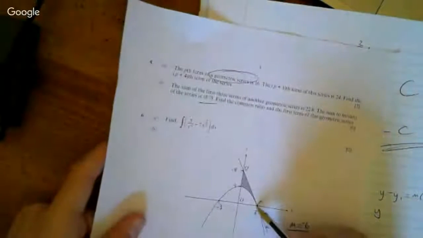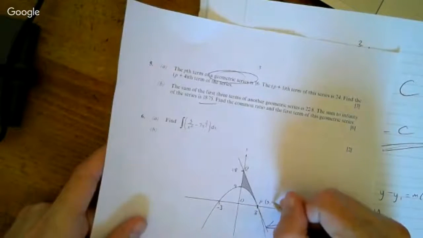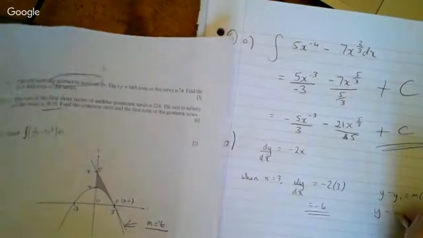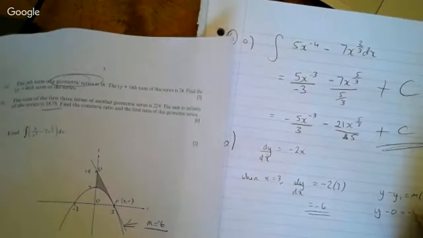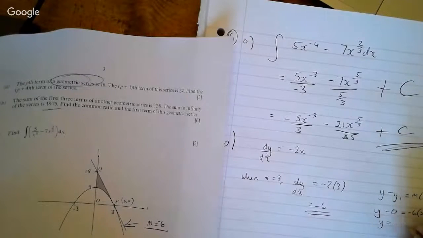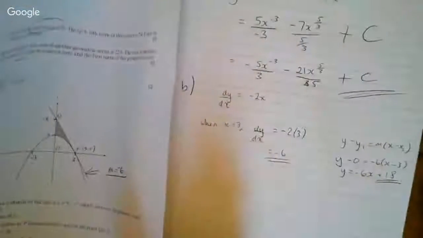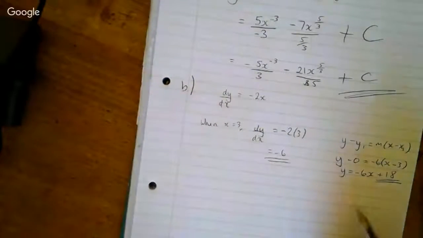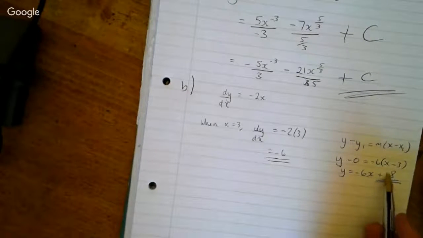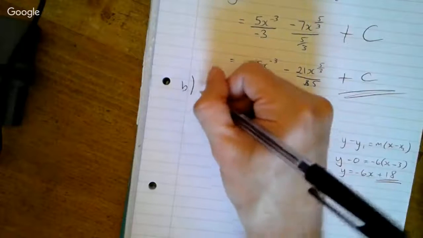Now where they intersect is 3, 0. That's what the coordinates there are, 3, 0. So it's going to be y minus 0 equals m, so minus 6, times x minus 3. So I'm going to get y equals minus 6x plus 18. And then it intersects the y-axis there at 18. Sorry, you can't quite see what I'm doing there. Okay, so I have proved that now for part B, part 2.